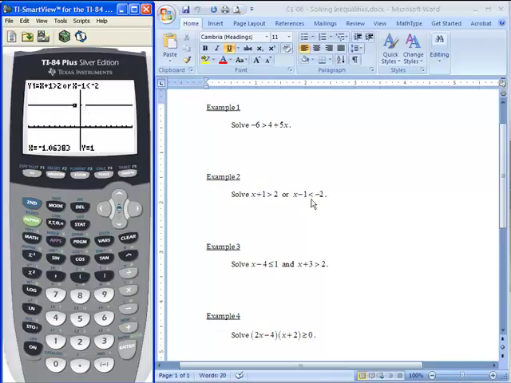And if you go through and solve these two things and kind of rearrange things, you'll find out that this is really saying that x is less than negative 1 or x is greater than 1. And that's exactly what our graph shows.